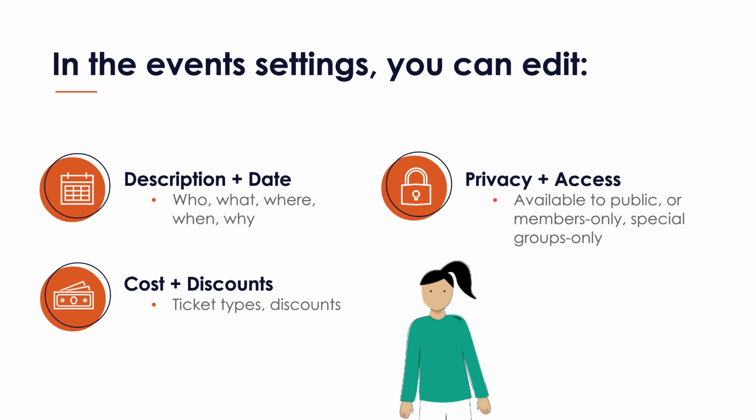Now, what are some of the things you can edit within the event settings? Well, obviously there's a description and the date, the who, what, where, when, and why. That's going to be the most important thing, because if you don't tell them that, they won't know where to go.